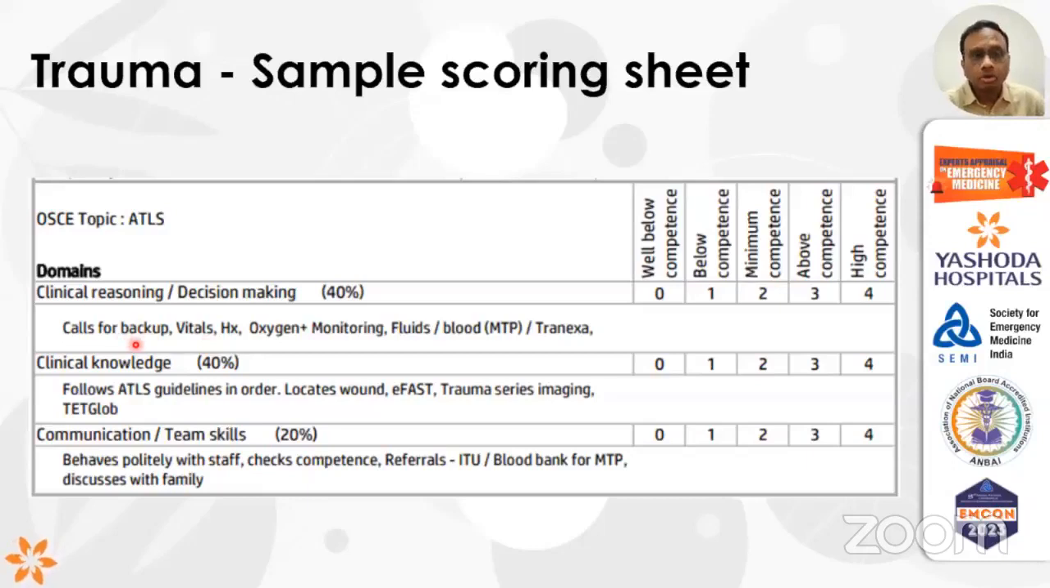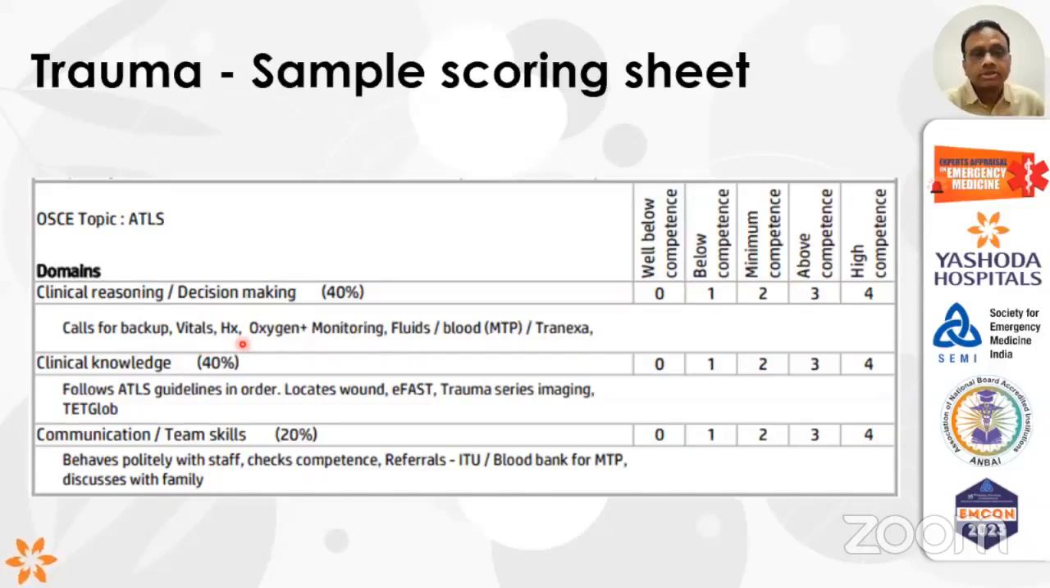Coming to SAMPLE history, so ask their signs and symptoms. If they say pain, you have to elaborate on the pain. So what is the site, onset? This SOCRATES you must be aware of already. So site, onset, character, radiation, associated symptoms, timing, exacerbating or relieving factors, and severity.